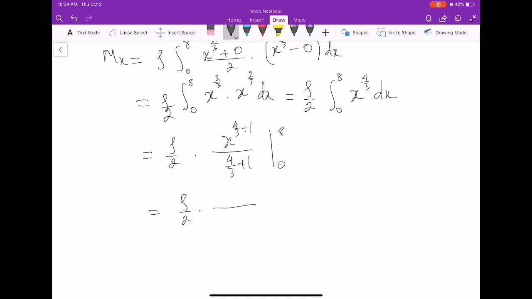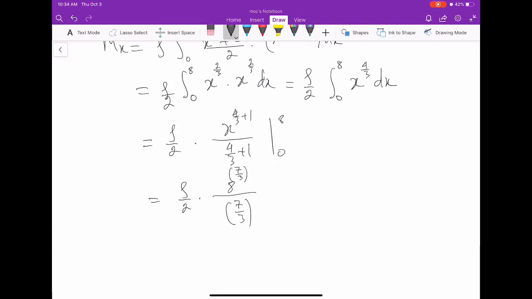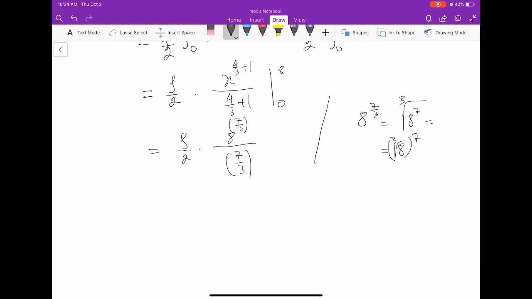So, just plug 8, because at 0 the function is 0, so we have rho over 2, and here we have 3 over 7 x to 7 over 3, or I can write right away 8 to 7 over 3. Okay, what is 8 to 7 over 3? 8 to 7 over 3 means 8 to the power 7 and then cube root, or we can write 8 cube root and then power 7, right? A cube root is 2, so basically that is 2 to 7.